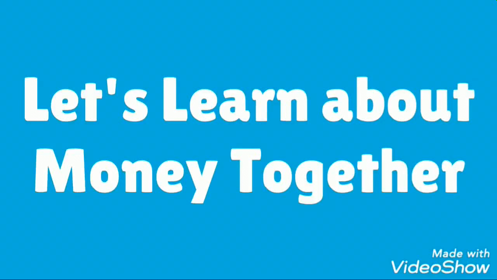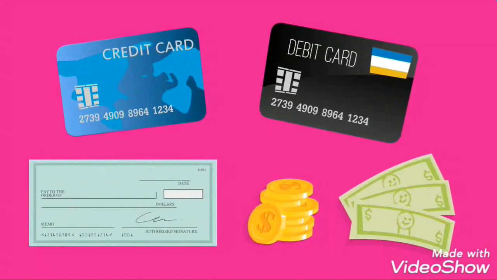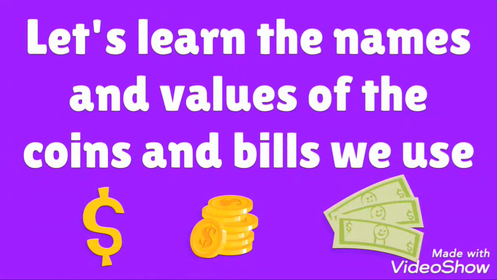About money together. People use money to buy things like food, clothes, and shelter. People buy things with credit cards, debit cards, checks, and coins or bills. Let's learn the names and values of the coins and bills we use.